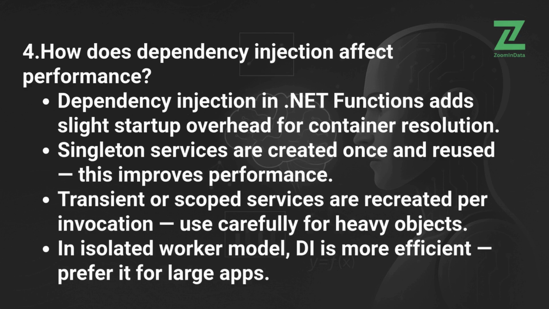How does dependency injection affect performance? Dependency injection in .NET Functions adds slight startup overhead for container resolution. Singleton services are created once and reused. This improves performance. Transient or scoped services are recreated per invocation. Use carefully for heavy objects. In isolated worker model, DI is more efficient. Prefer it for large apps.